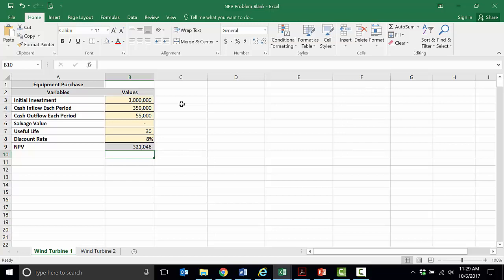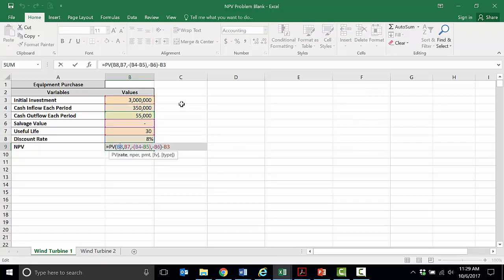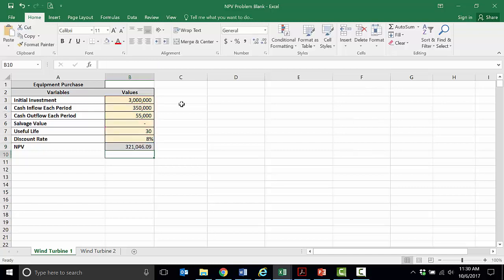So to calculate the net present value, I need to consider the present value of all the future cash flows and subtract out the initial investment I made in that wind turbine. And that's what we get here with the present value formula, taking the rate, time, the net periodic cash flows, what occurs each year, the $350,000 minus 55, and then the future value, which in this case is 0, but we put it in to get into that habit. And then we subtract out the initial investment of $3 million. That gives us our net present value for this problem.